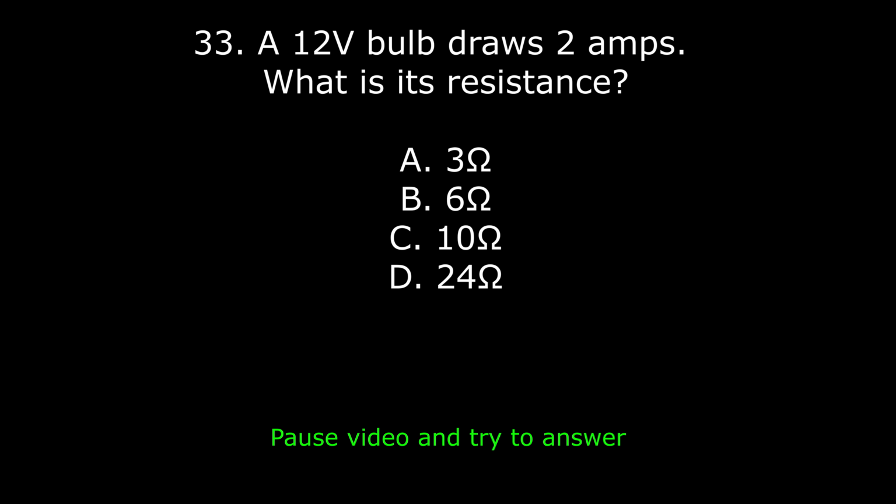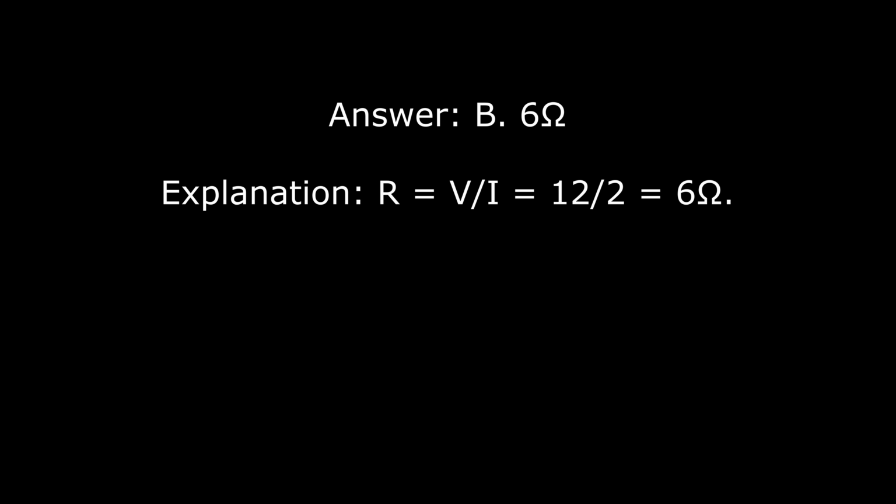A. 3 ohms, B. 6 ohms, C. 10 ohms, D. 24 ohms. Answer: B. 6 ohms. Explanation: R equals V divided by I equals 12 divided by 2 equals 6 ohms.